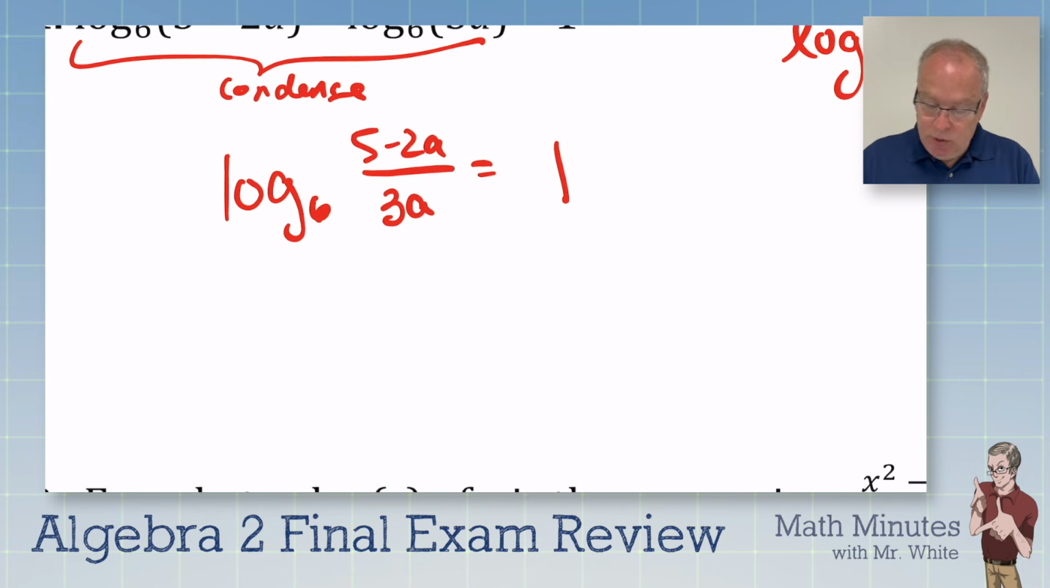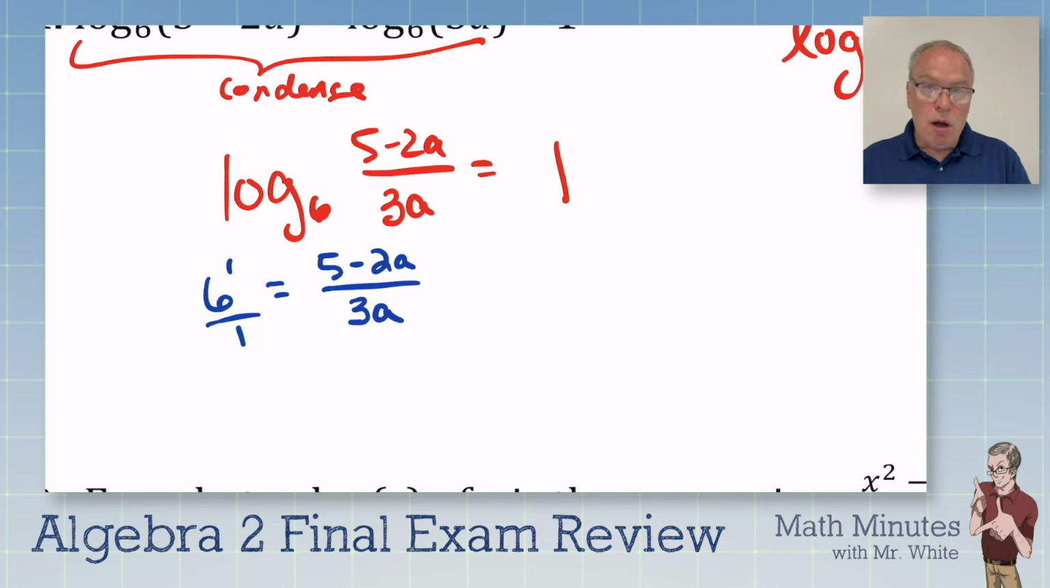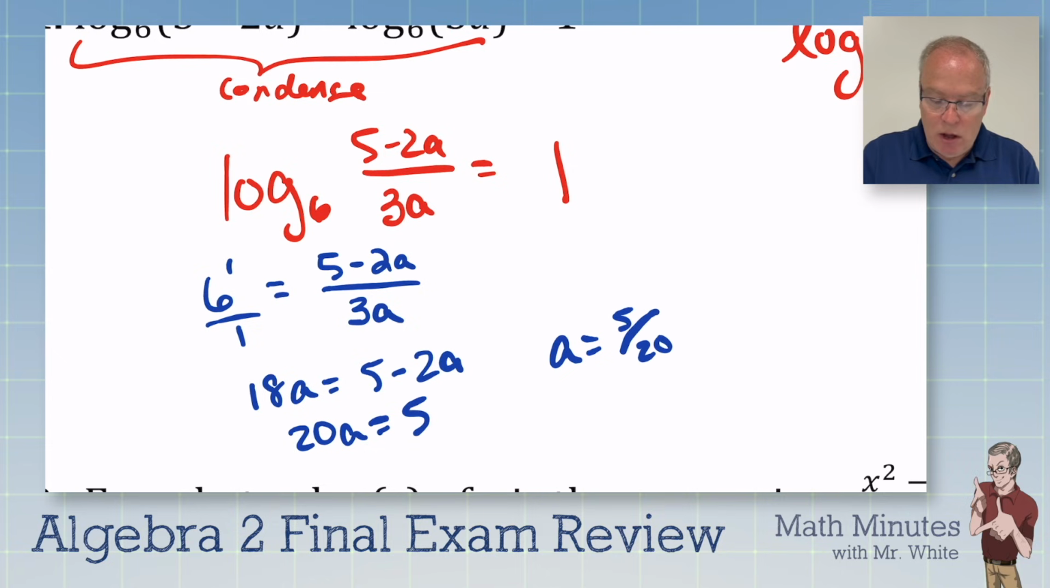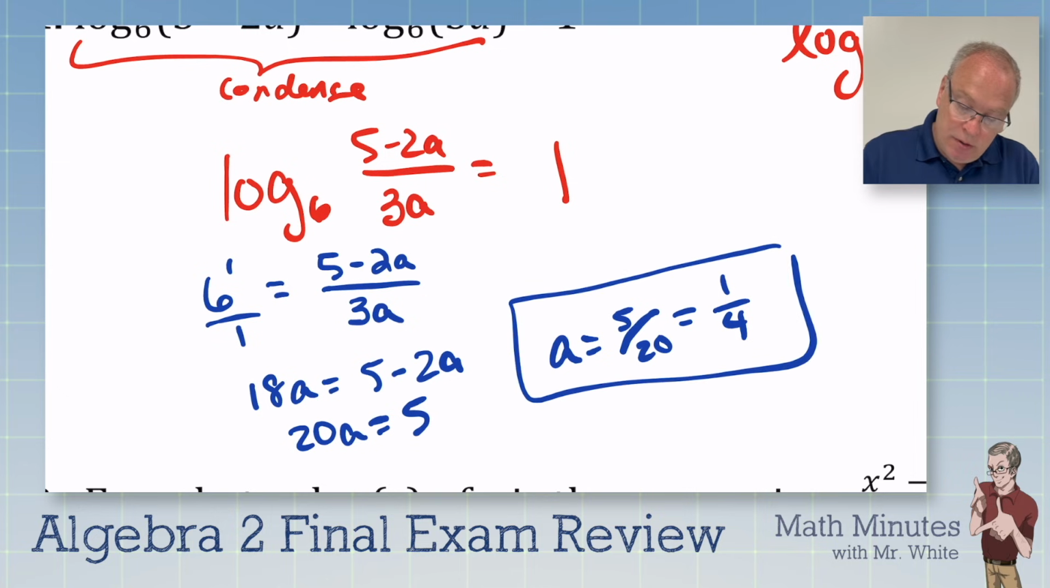Now let's rewrite this in exponential form: the base, the exponent, and then what's inside the log. Then, personally, I would solve this proportion by cross-multiplying. You solve proportions by cross-multiplying. So 18a equals 5 minus 2a. So 20a equals 5. A equals 5/20, which is 1/4. And I'm going to circle that.